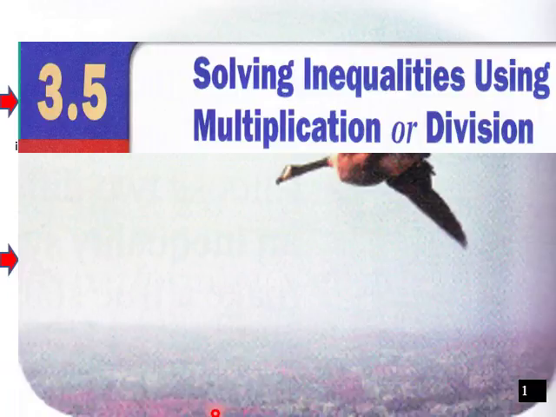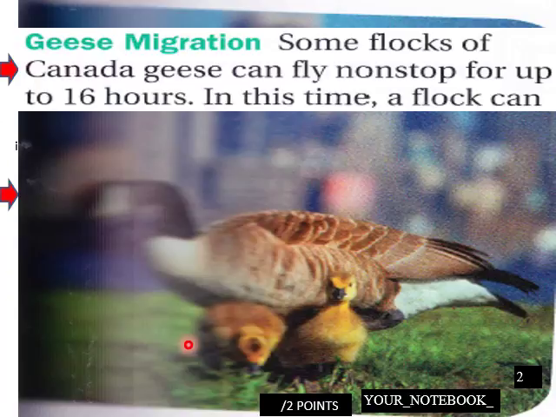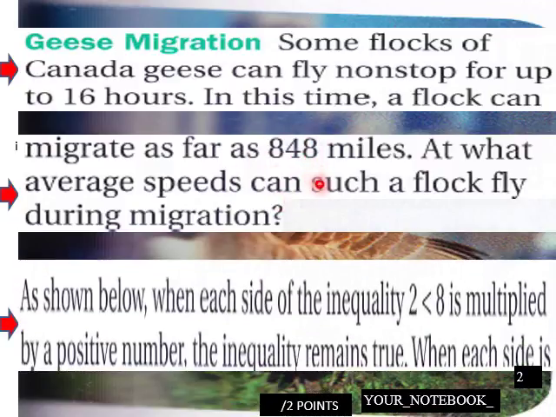Okay, into our lesson, solving inequalities using multiplication and division. You solve two-steppers. You'll solve the inequalities using multiplication and division. Geese migration: you've got 16 hours non-stop. They migrate as far as 848 miles. What average speeds can such a flock fly during migration?